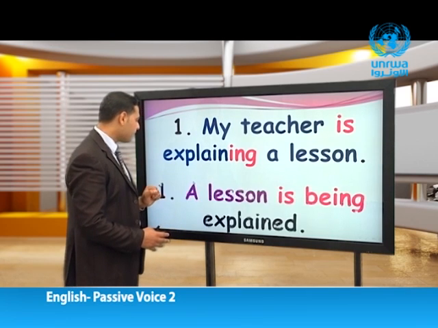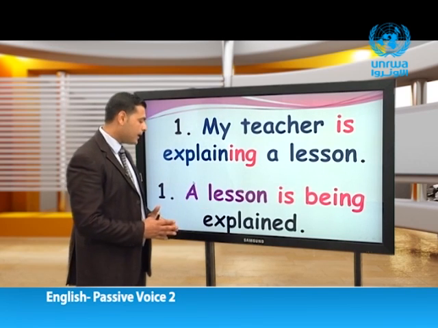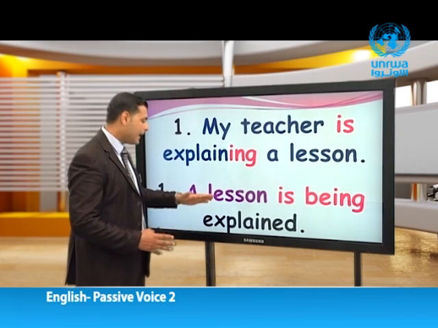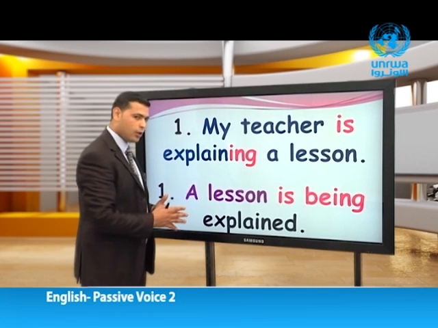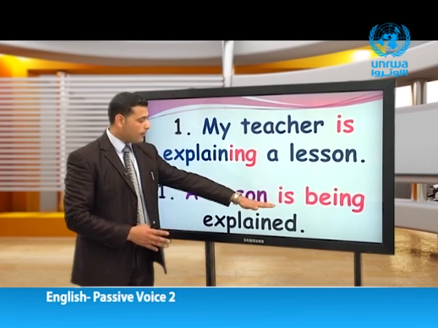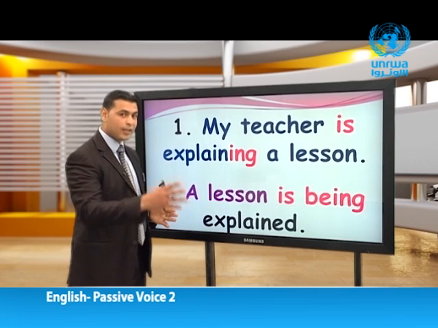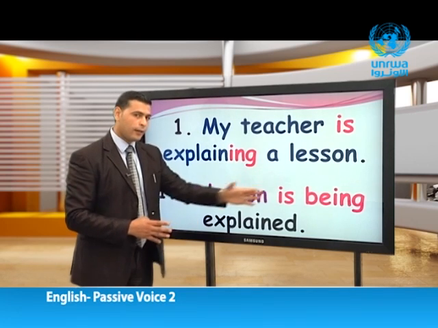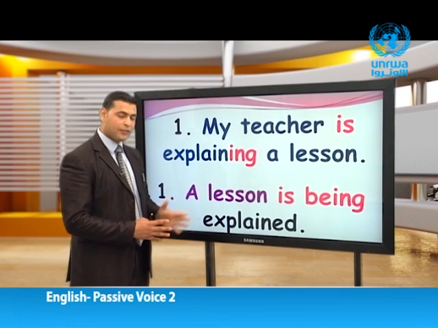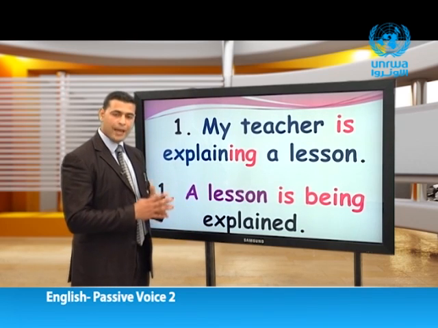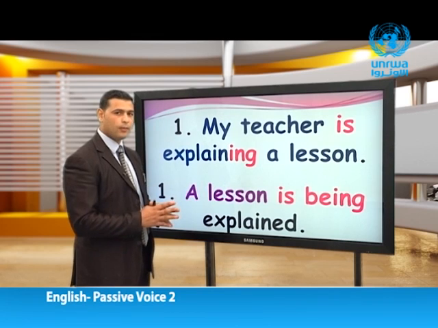Look at this sentence. A lesson is being explained. Here, a lesson, it's singular, so we use is. And after is in continuous tenses, we use being. A lesson is being explained. After being, we use the main verb in the past participle.